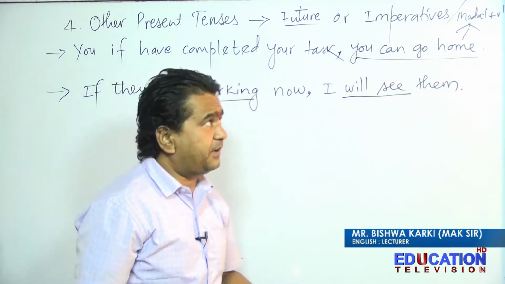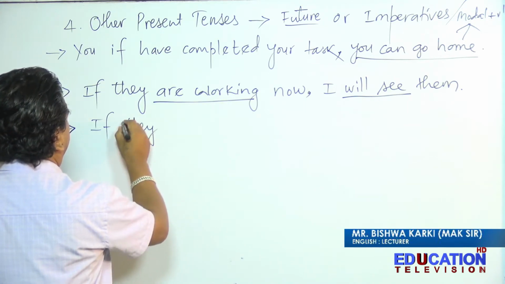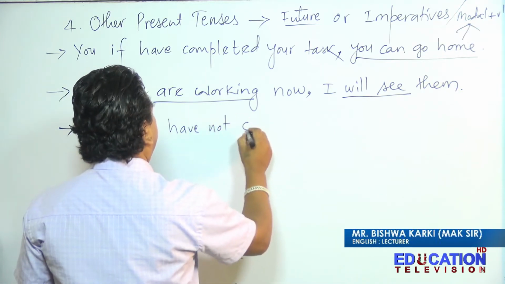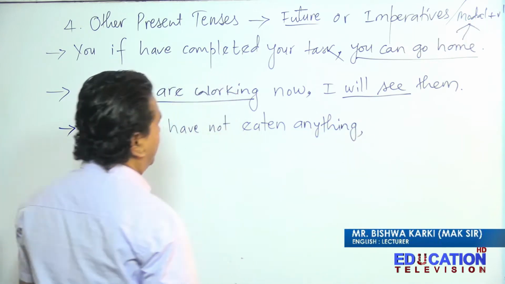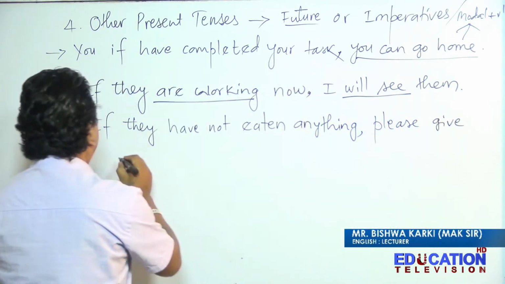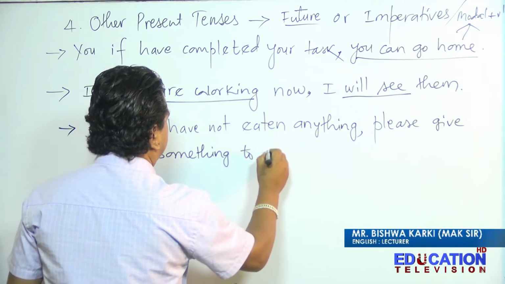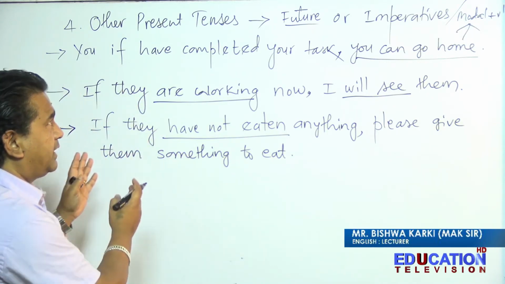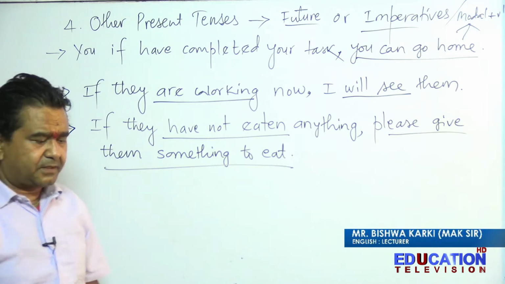And let me give an example of imperative. If they have not eaten anything, if they have not eaten anything, please give them something. Please give them something to eat. Now look, they have not eaten. This is present perfect. On the one hand, we have present perfect. On the other hand, we have imperative. Please give them something to eat. So this is how also you can do.